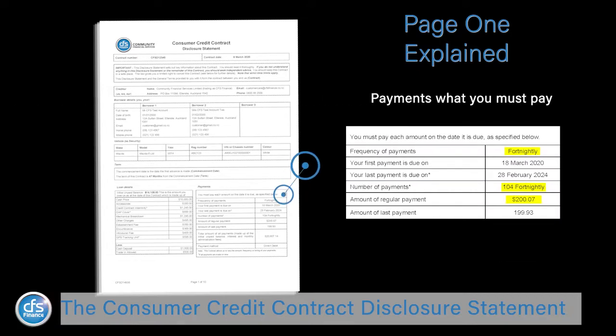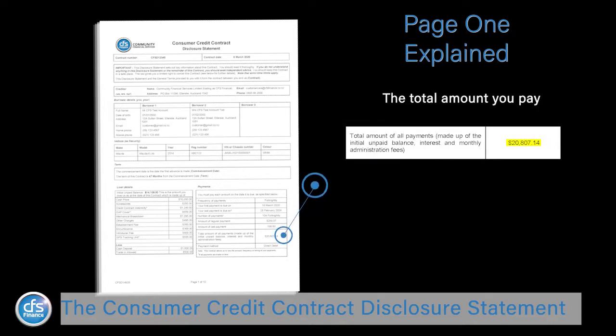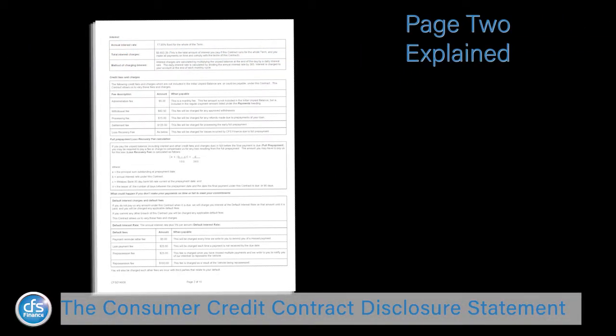Payments. This will list the frequency of payments, when the first payment is due, and the total number of payments you'll be making under this agreement. At the bottom of this box, you will find the total amount of all the payments you agree to make. This is made up of the initial unpaid balance, interest charged, and monthly administration fee over the course of the loan. Page 2. Here we have a detailed schedule of the charges you may incur over the term of your contract.